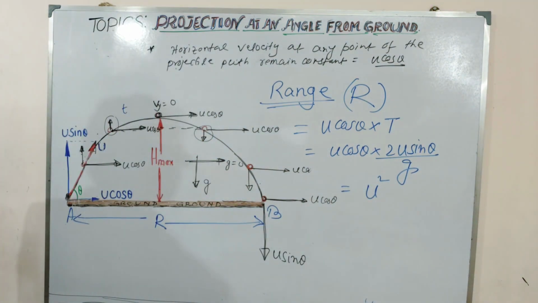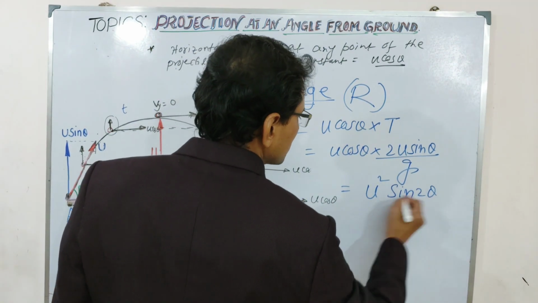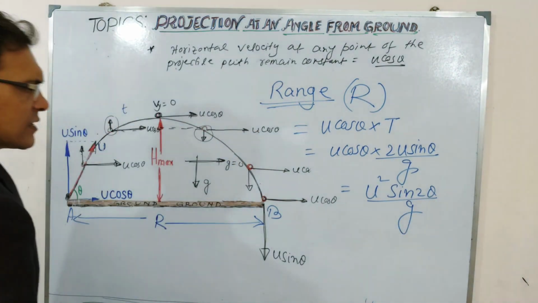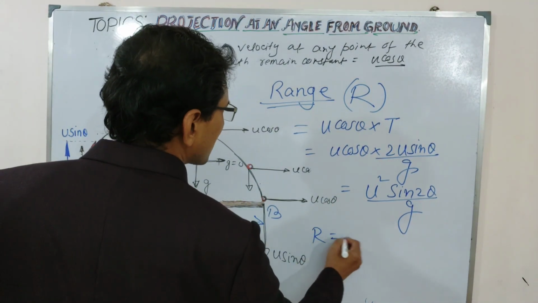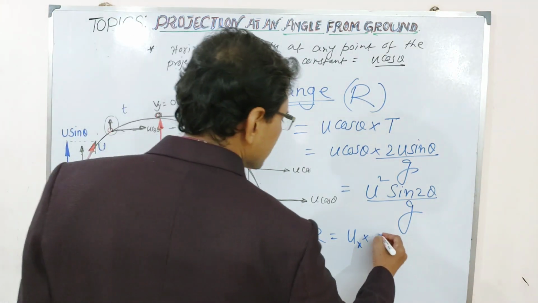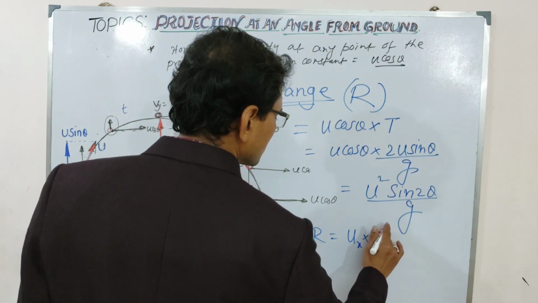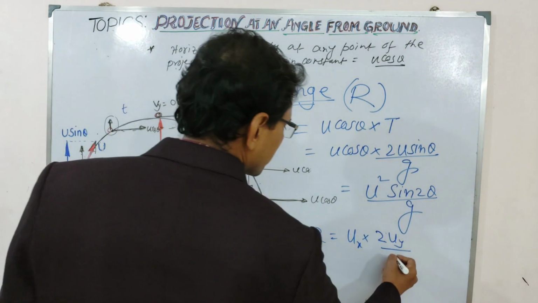U square into 2 sin theta cos theta is sin 2 theta by g. So range equal to, we can write in this form, ux, velocity along x direction, into time of flight, which is equal to 2 uy by ay.